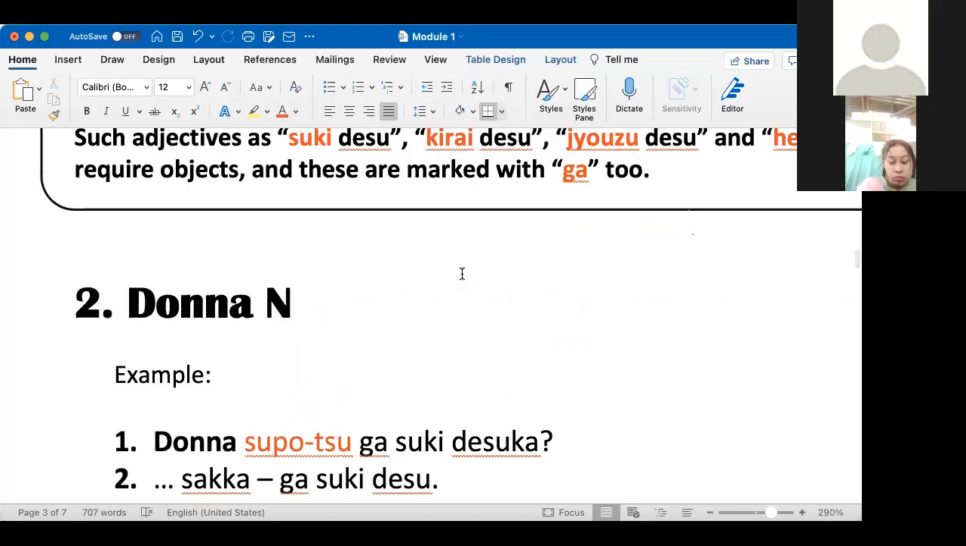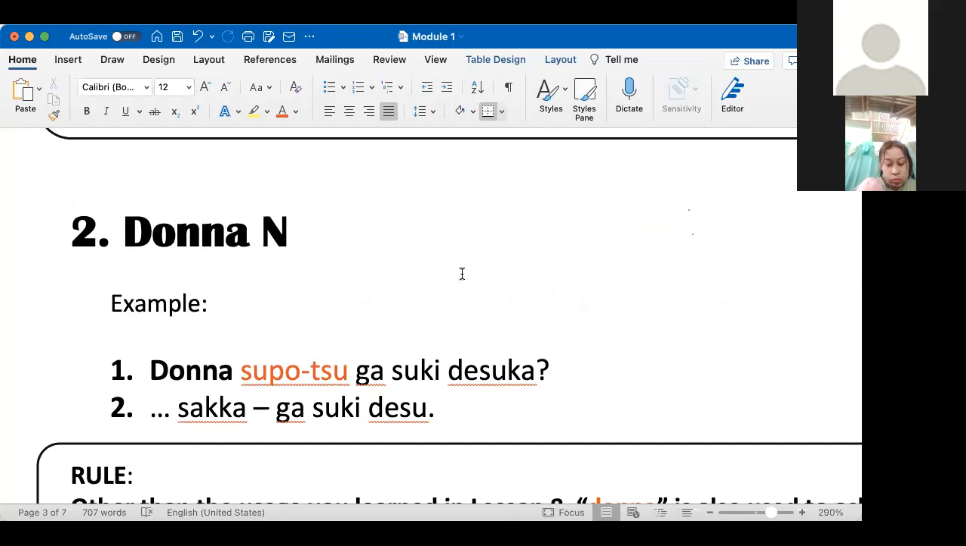Okay? Now, pangalawang rule natin dito is donna. Donna plus name or noun. Donna sports ga suki desu ka? So what kind of sports do you like? Pwedeng sabihin na rin, sakka ga suki desu. So I like soccer. So again, sa Japanese, hindi sa lahat ng pagkakataon gumagamit tayo ng subject to make a sentence. Pwedeng i-drop yung subject. Still naiintindihan ka ng kausap mo kasi you're already talking to the same subject. So, donna sports ga suki desu ka? Volleyball ga suki desu. So I like volleyball, for example. Or yakyuu ga suki desu. I like baseball. Ayan. Or ski ga suki desu. So I like ski.